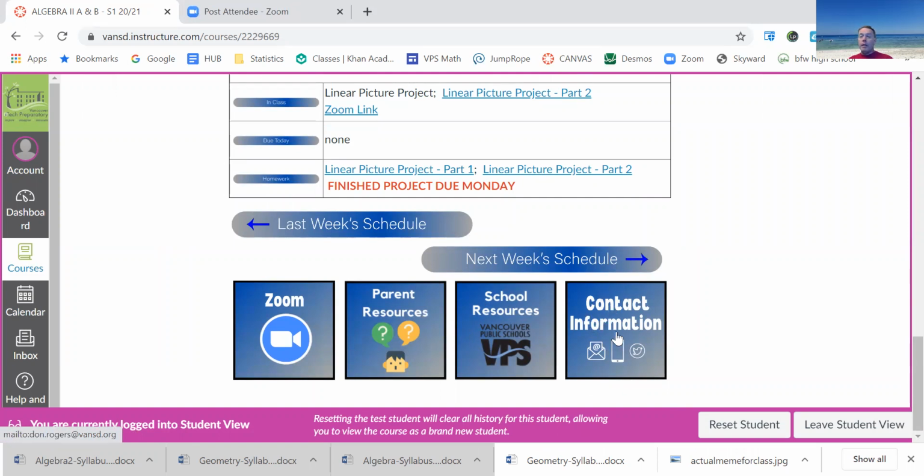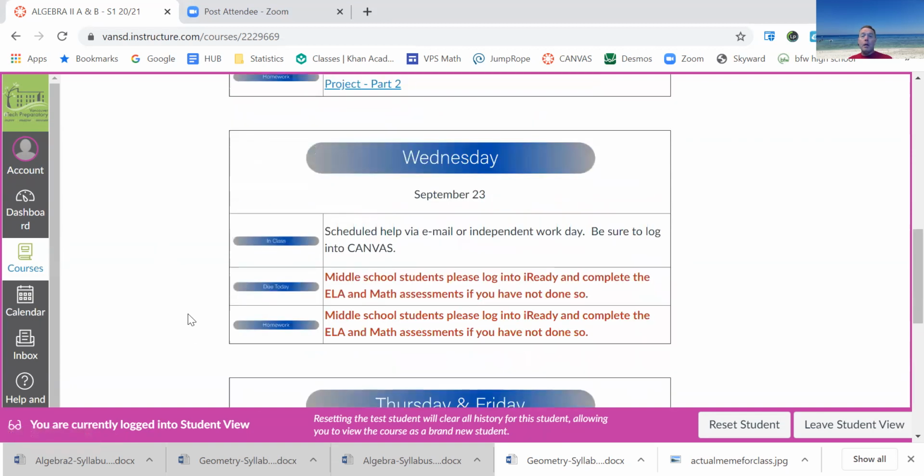And then contact information is an email link that will be sent directly to my school email where I can get back to you. And unfortunately, that's the only way to contact me right now. You can call the school, they can get me a message, but email while we're doing online is our only method of communication right now.